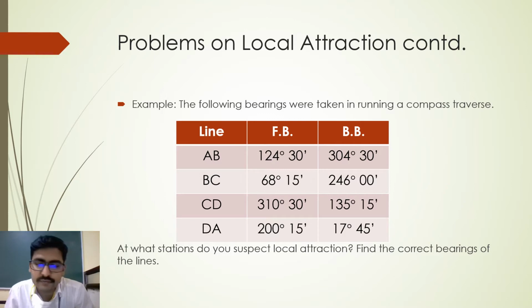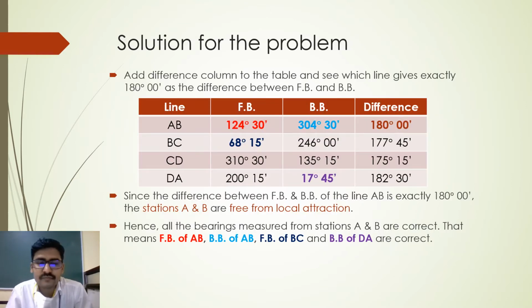So moving ahead for the solution of this problem. As I have told you in the previous class, along with the given table you are supposed to have one more extra column at the end. That extra column must have the difference between forward bearing and back bearing of the lines. All the lines have been given with forward bearing and back bearing, and you are supposed to find out the difference between the two.